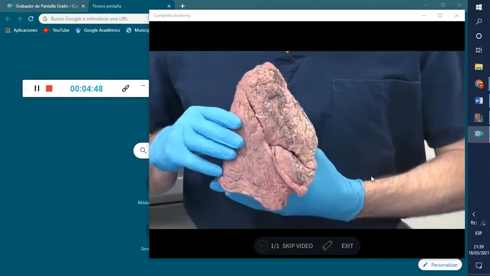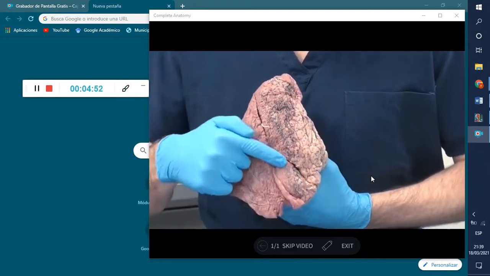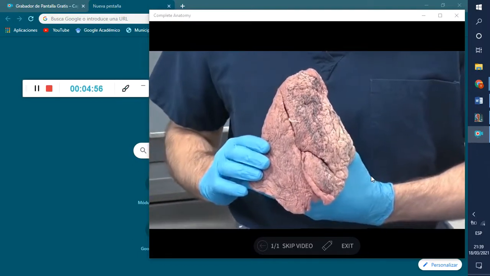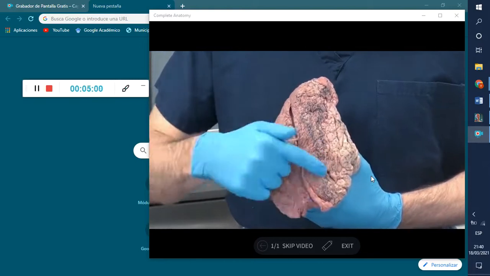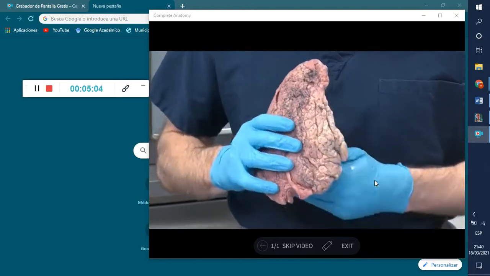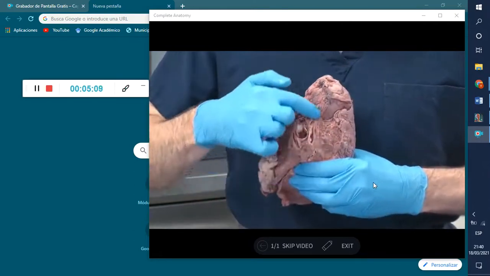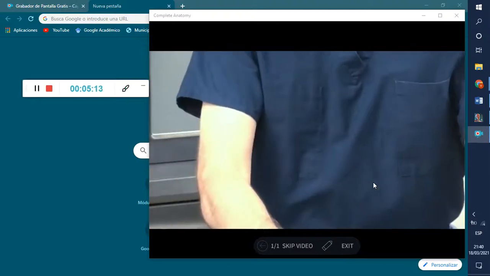The right lung has three lobes. We see here its inferior lobe, here its middle lobe, and here its superior lobe. The right lung has two fissures, the oblique fissure here, and the horizontal fissure here. On the medial aspect of the right lung, we see its hilum here. Let's now talk about the left lung.